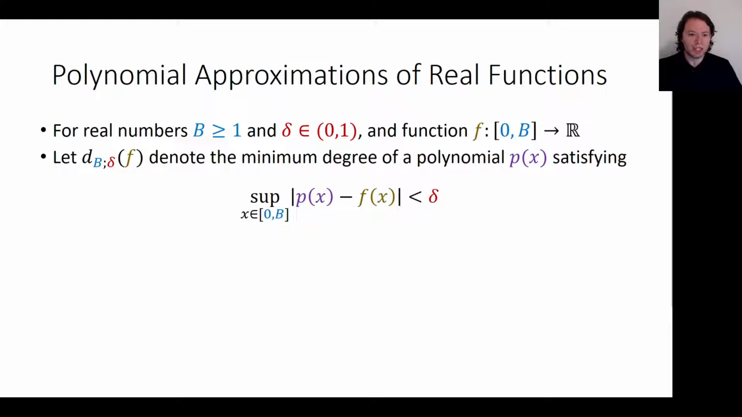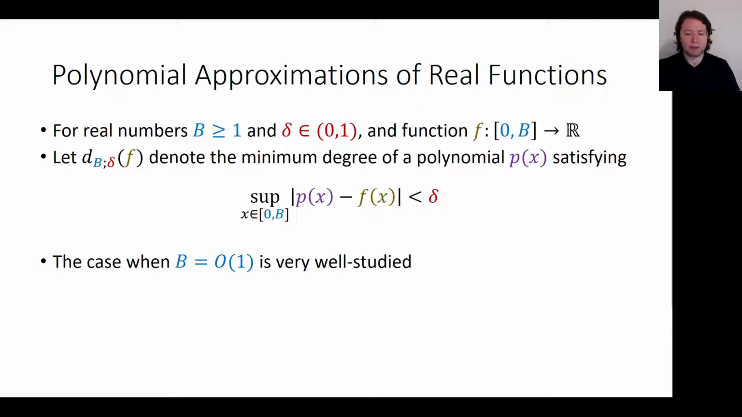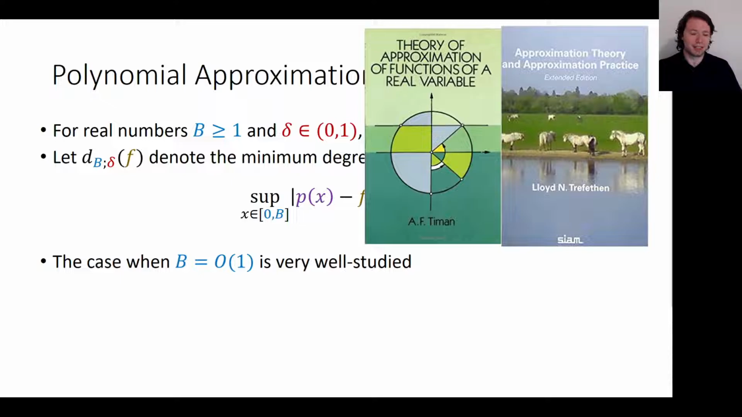So the case when b is a constant, like say b is 1, is really well studied in the math literature. There are plenty of textbooks which describe very precisely, for almost any function you might be interested in, exactly what kind of degree you need to approximate it to a particular error.